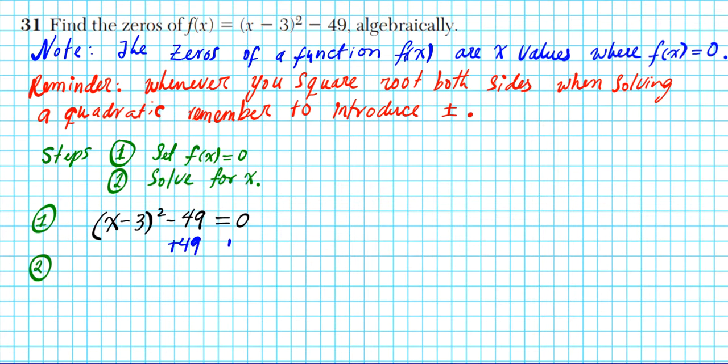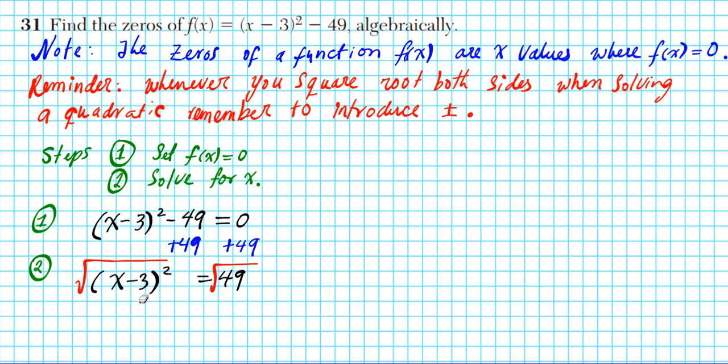What we're doing now is trying to solve using the properties of equality. So we have (x minus 3) quantity squared equals 49. And then we'll take the square root of both sides.